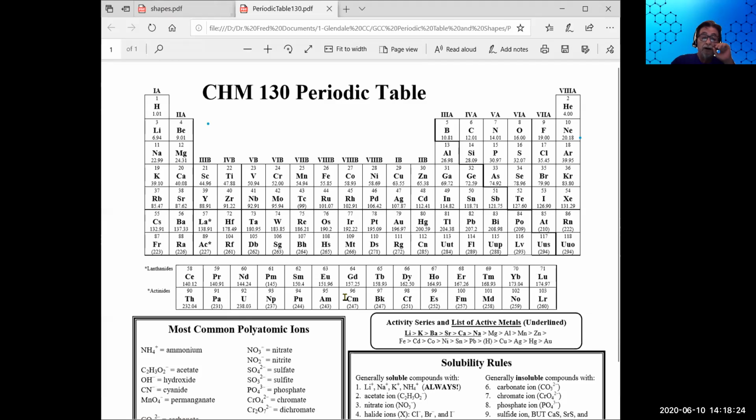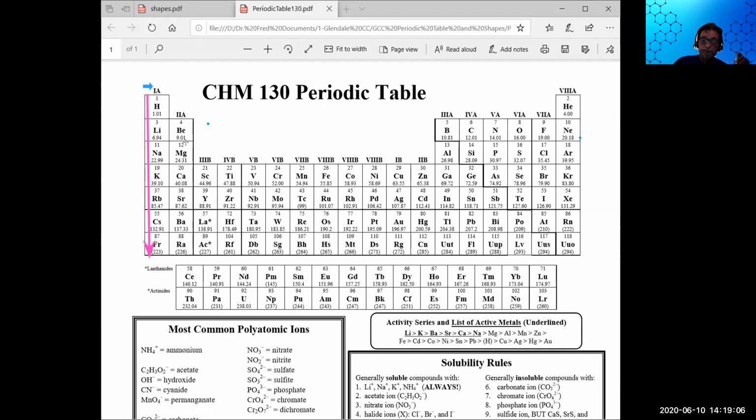Let me go back here. If we look at the 1A, which is the first column of the periodic table, all of them have a different number of total electrons. What they all share is the number of valence electrons. So everybody in this group, though they're different elements, sodium, for example, number 11, has a total of 11 electrons, but one of them is in the outermost shell.